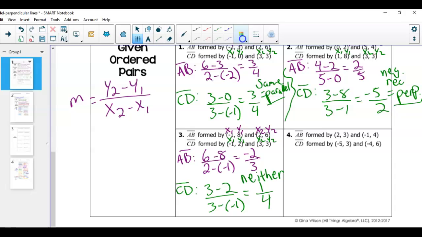Another case where it might be neither is, let's go back to number 1. Let's say I got 3/4 and negative 3/4. They're not the same because one's negative, one's positive, but they're not negative reciprocals either because one isn't flipped. So that would be another neither case. Just so you can see what I just said.